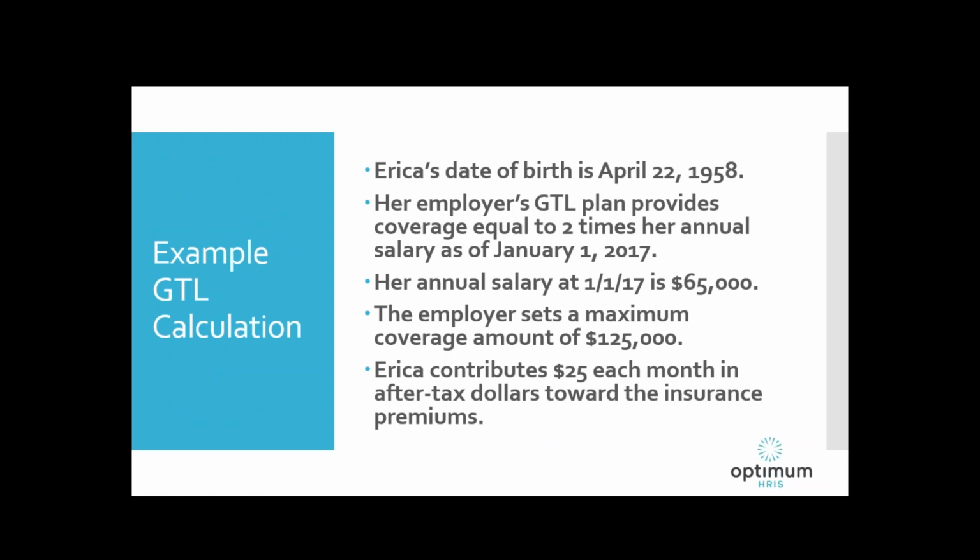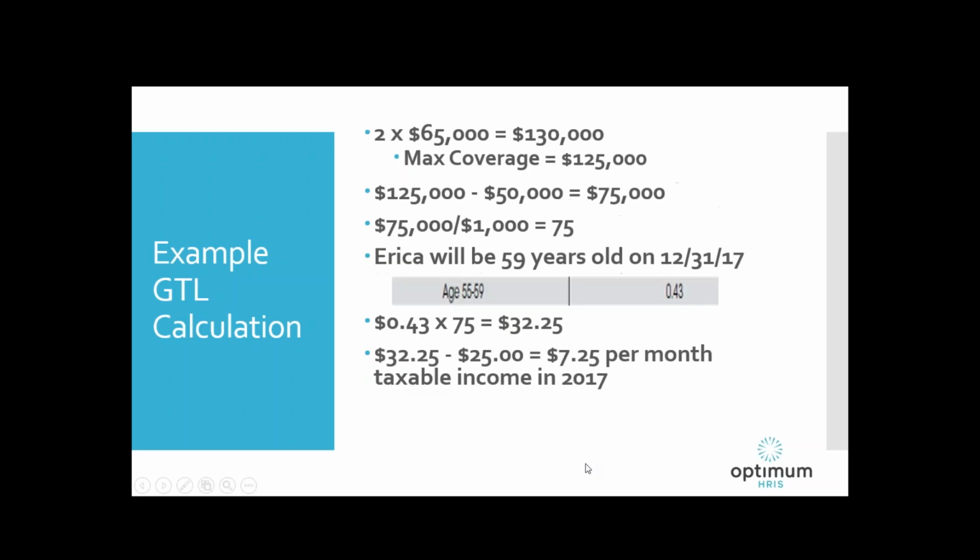So let's do a couple of real calculations with real numbers. Our first example is employee Erica. Her birth date is April 22, 1958. Her employer's plan provides coverage equal to 2 times the employee's annual salary, and that salary is locked in at January 1. So Erica's annual salary at January 1 is $65,000. Her employer does set a maximum of $125,000. And Erica is making a contribution of $25 a month in after-tax dollars towards the cost of her insurance premium.